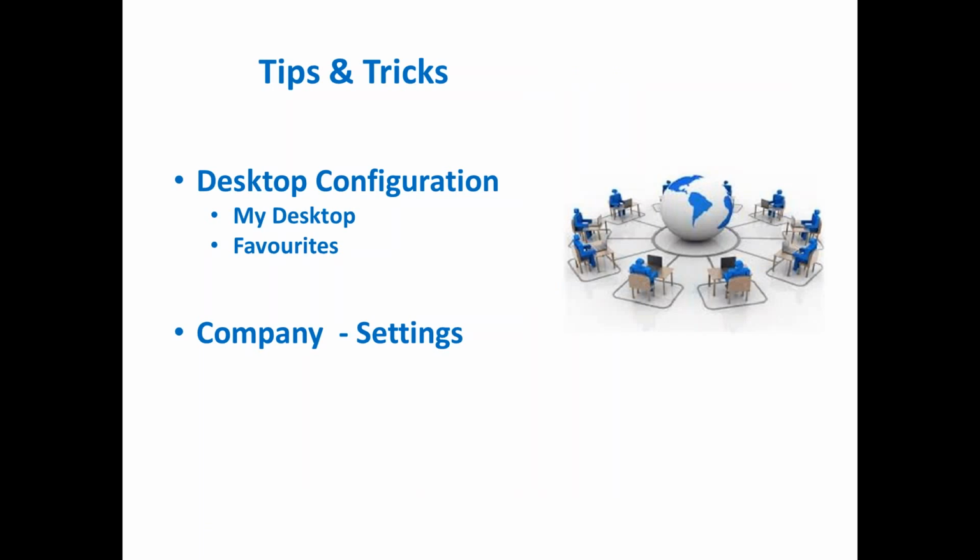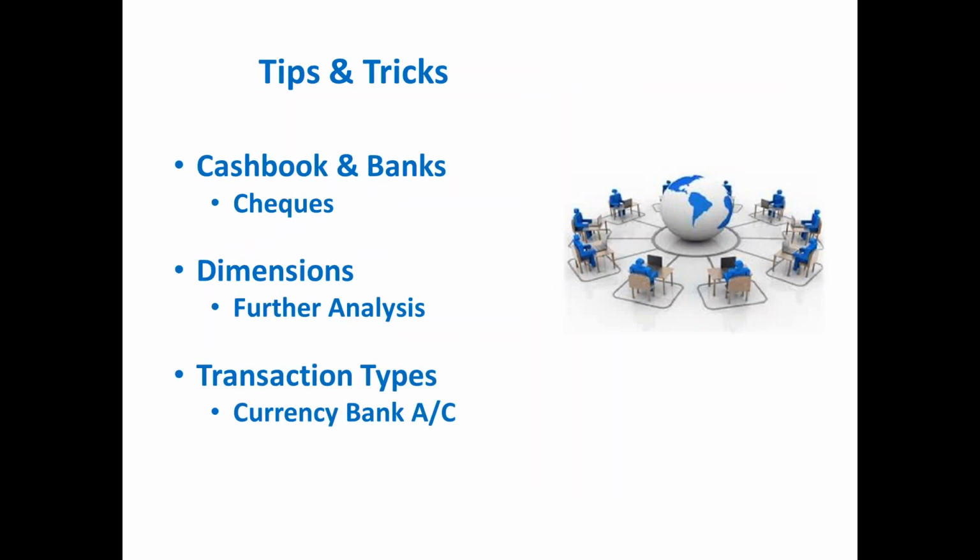We're going to be looking at our desktop configuration, how I can configure my desktop, and how we can introduce favorites. We'll be taking a look at our company settings, looking at how to set up our checkbooks under Cashbook and Banks, looking at our dimensions, looking into our links tab, which will allow us to apply either a cost center or a little bit of further analysis, and just explaining a bit on what that means.